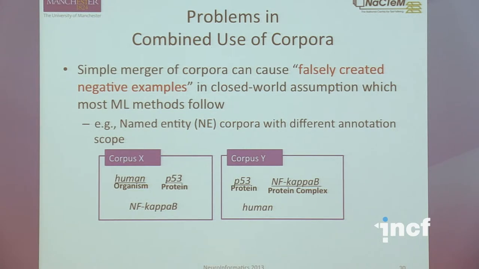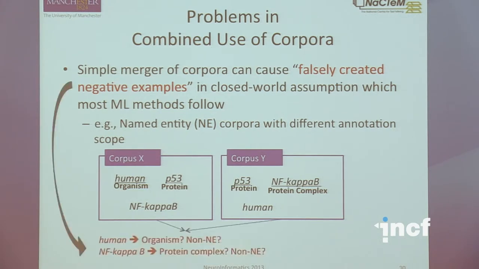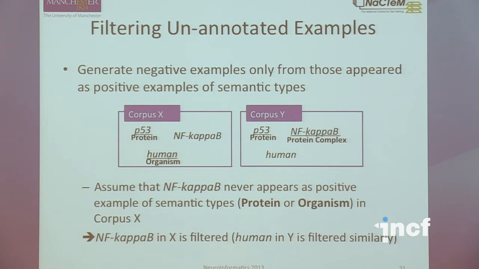So we need to find methods of alleviating this problem by filtering the unannotated examples. We generate negative examples only from those which appear marked up as positive semantic types in text. So for instance, we assume that NF-kappa-B will never appear as a positive example of the semantic type in this corpus, so we can filter it out.